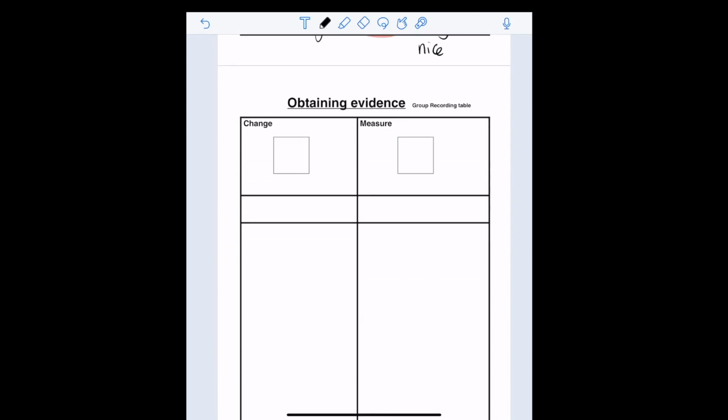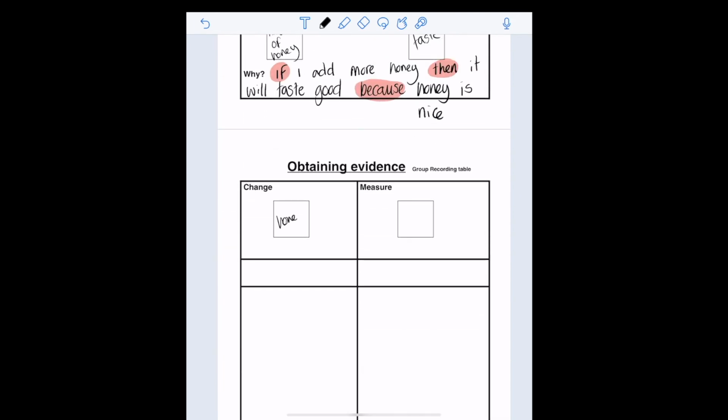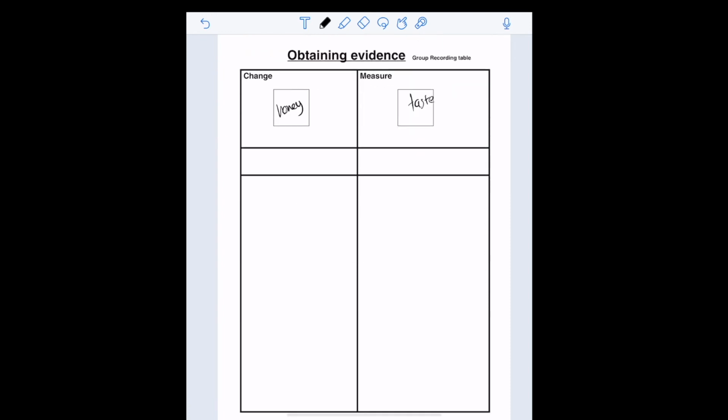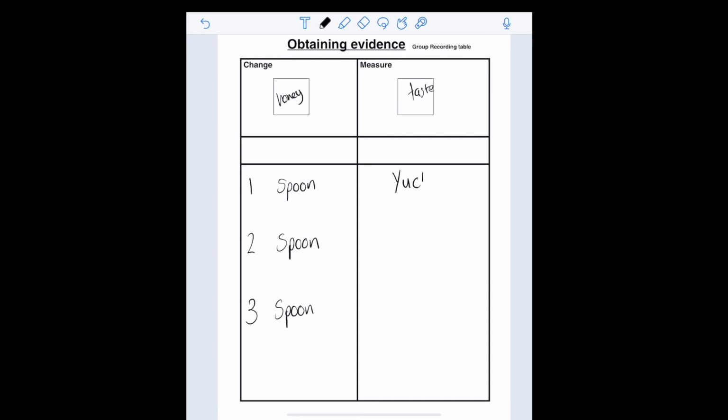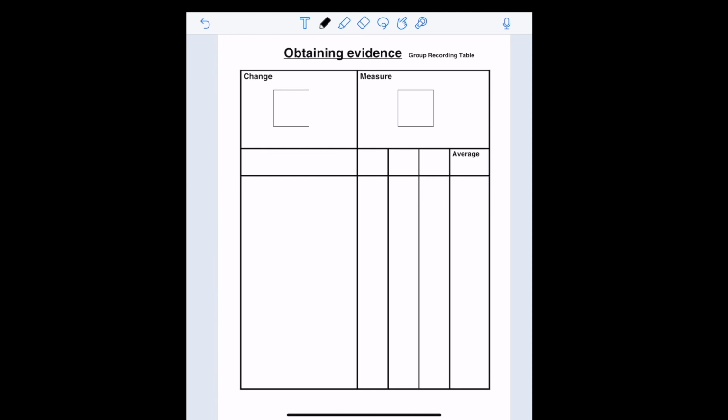Moving on to the second page, this is where we obtain evidence and we write down our results. What I am changing is the honey and what I am measuring is the taste. Here I put 1 spoonful into one batch of porridge, 2 spoonfuls into a second batch, and 3 spoonfuls in a third batch. And then I asked my son how it tastes. The first one was yuck, the second one was okay, the third one simply replied, nice. So here we can see that my observations are directly linked to what I am changing.